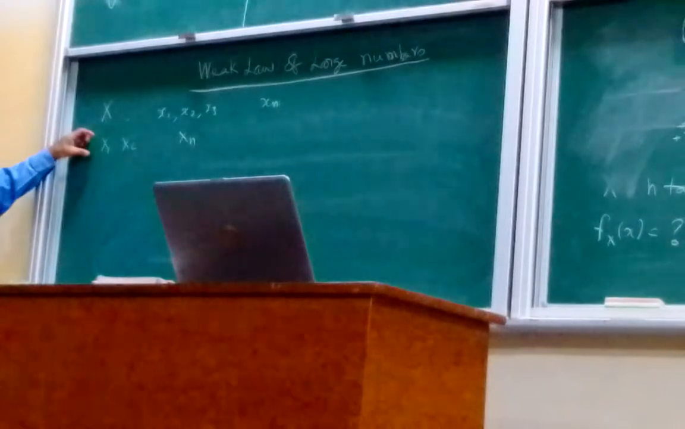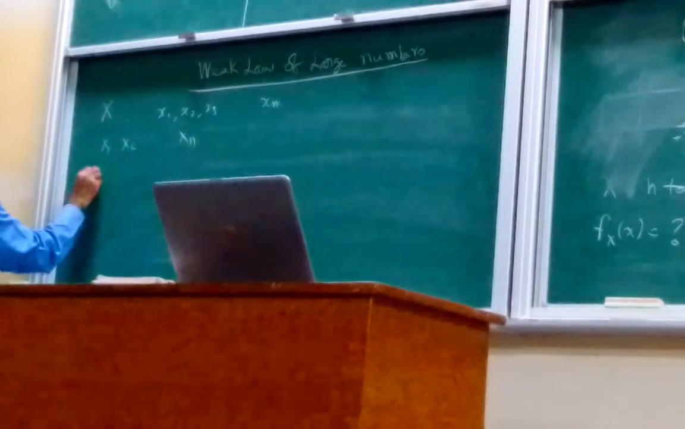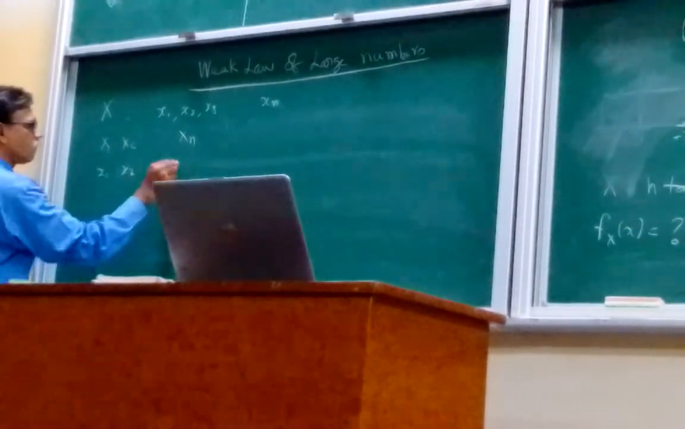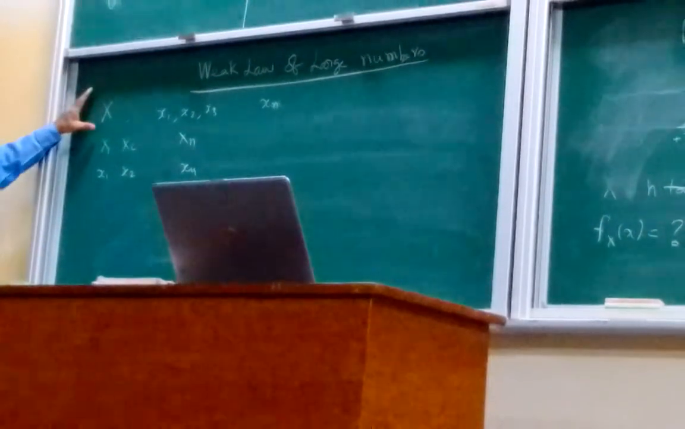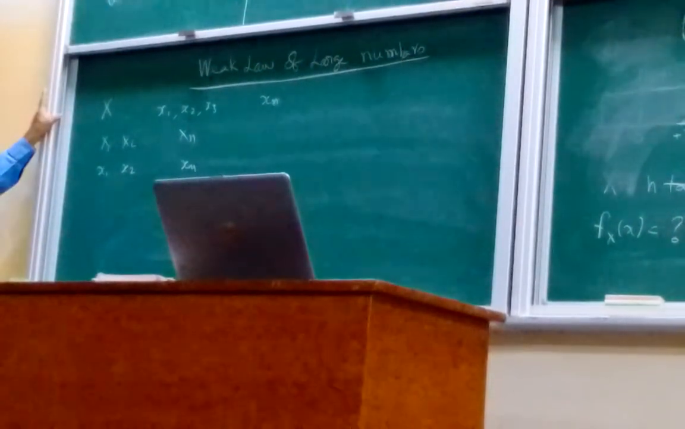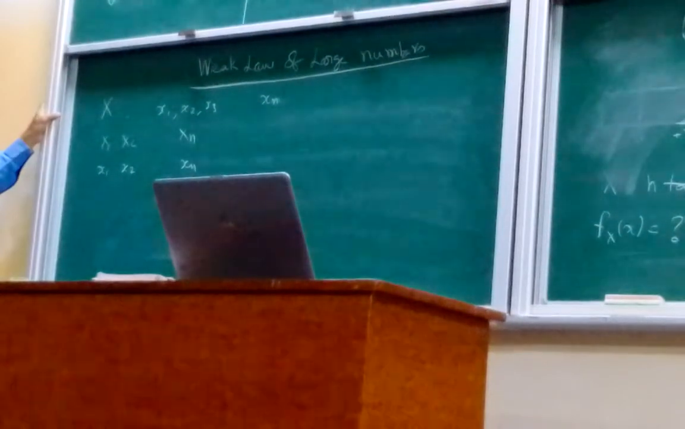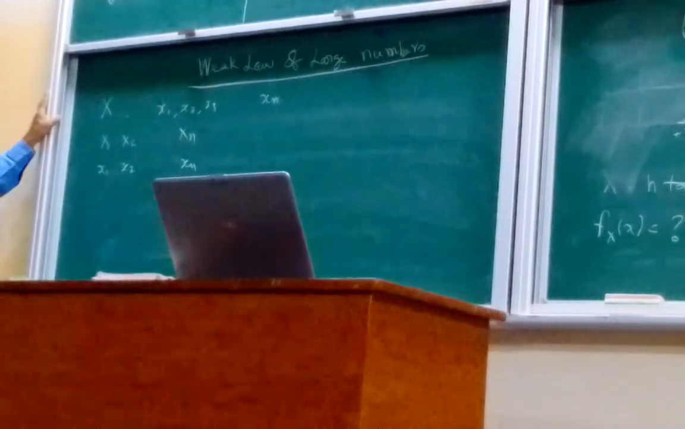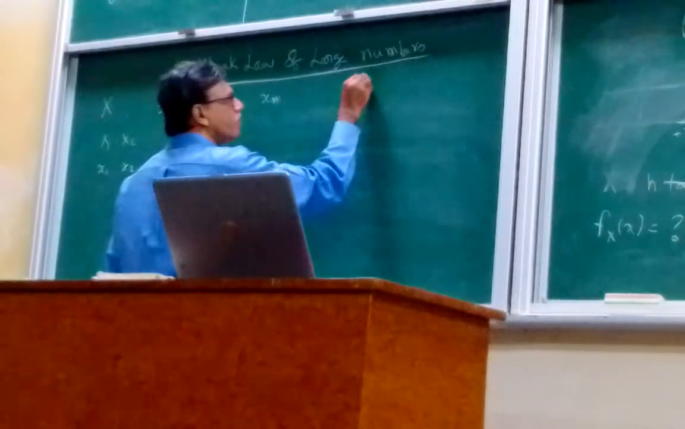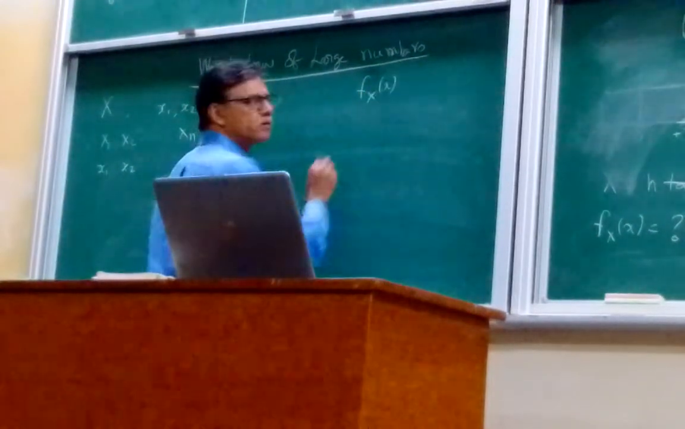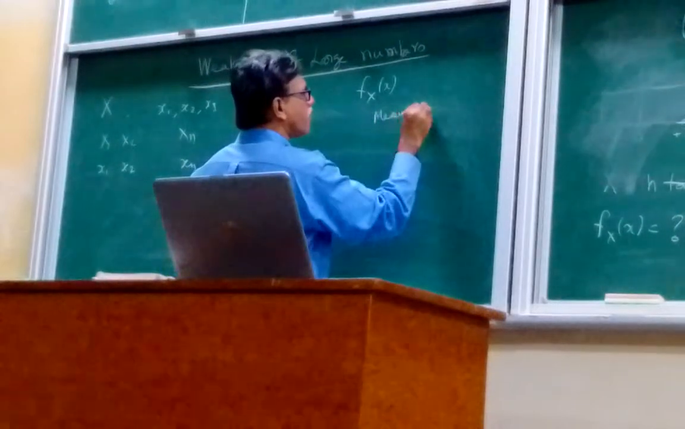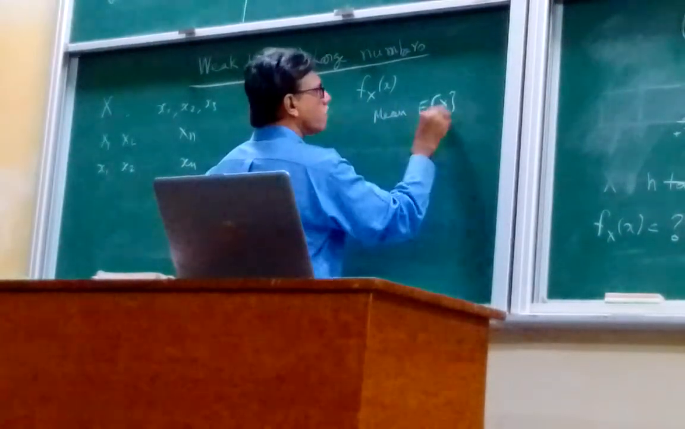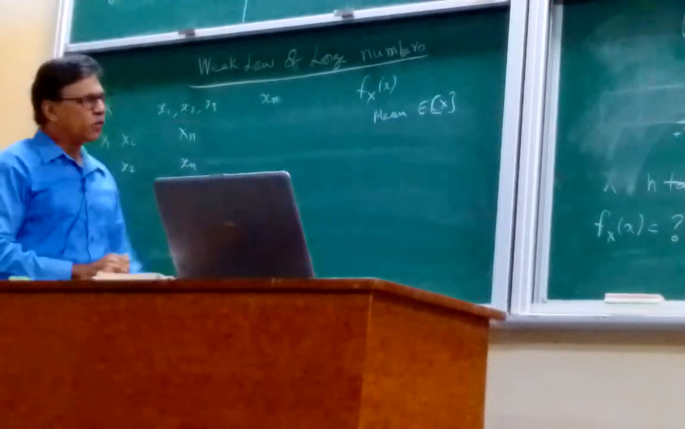And for each one of these you get a sample, which is xn. This random variable has a characterization. We don't know what the characterization is. It's fX(x) or something, which we don't know. Therefore, we don't know its mean, or E[X]. We would like to predict it.